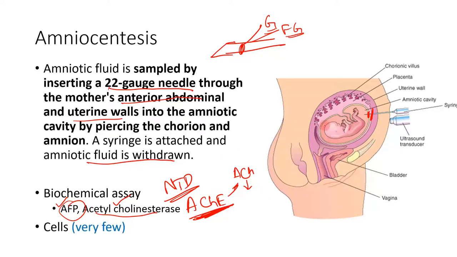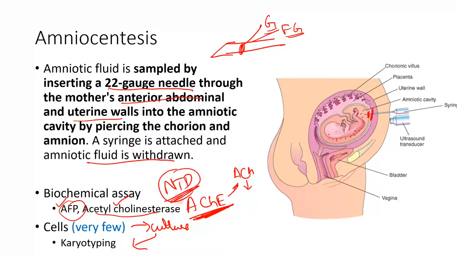You also can get some cells. If you remember my class on the amniotic cavity and amniotic fluid, you have sloughed cells from the fetal epidermis. Fetal epithelium can have sloughed cells remaining suspended in this, but the cells are very few. And from these cells, if you culture them, you can actually study the fetus, and that is also important in amniocentesis. Okay, this can undergo cell culture, and from that you can do karyotyping, and from that karyotyping you can do analysis of genetic anomalies in the fetus.